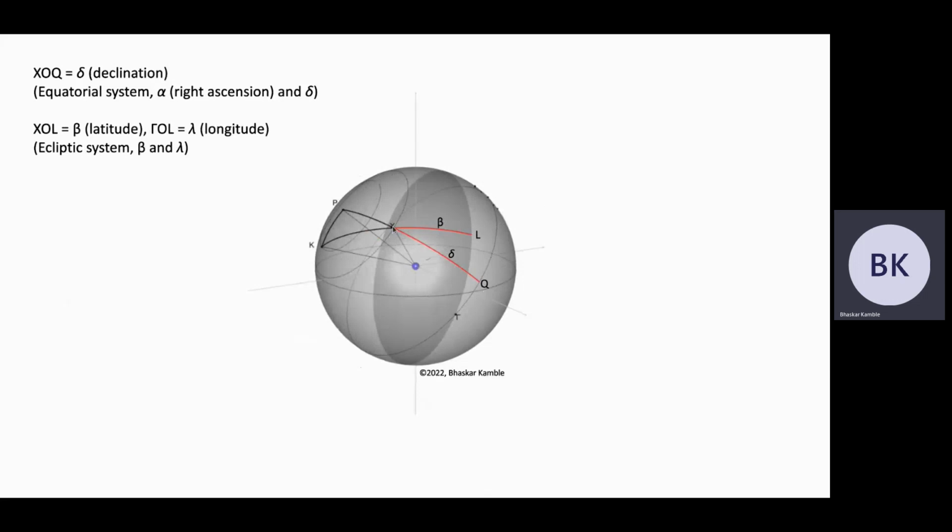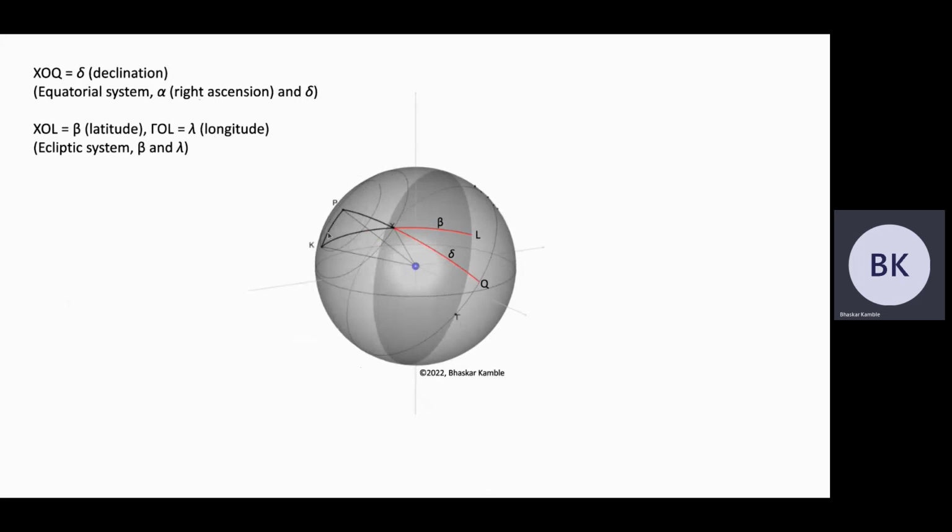Similarly, when you measure the angular distance of the object from the celestial equator, you get this angle delta, which is called the declination. And similarly, you have the right ascension, which is the angular distance of Q from gamma. So QO gamma will be the right ascension alpha. Here alpha and delta are part of the so-called equatorial system of coordinates.